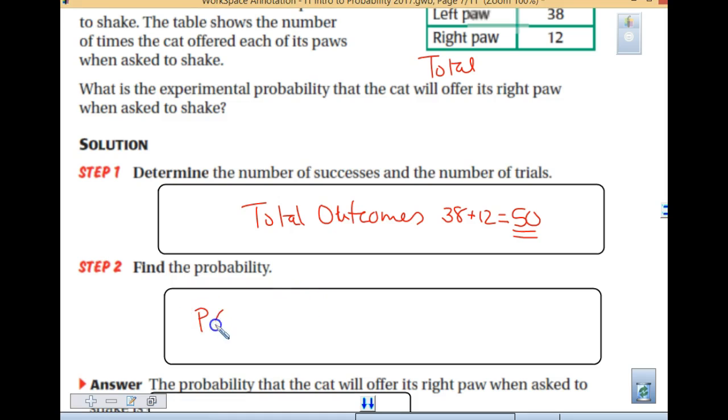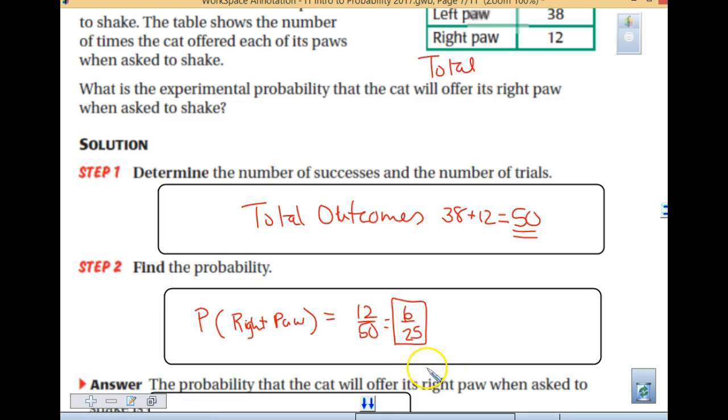And this is how we usually write our probability, we say probability, and we're going to put it in a parenthesis, the right paw. We put our back parenthesis, and then we put an equal sign. So the probability of shaking the right paw, which would be 12 out of 50, and now we want to simplify. So 12 out of 50 simplifies to 6 out of 25.